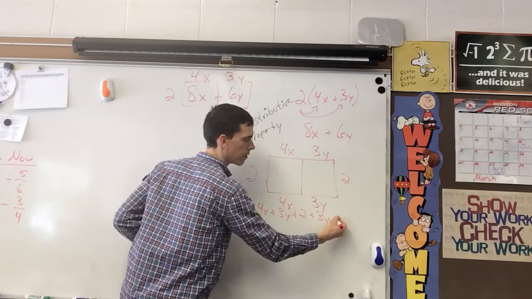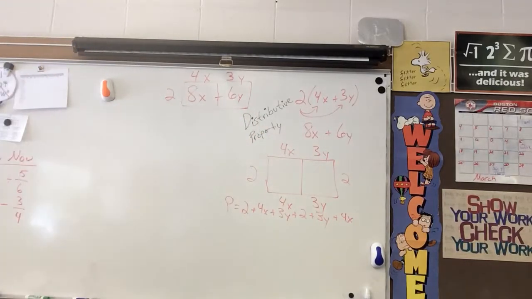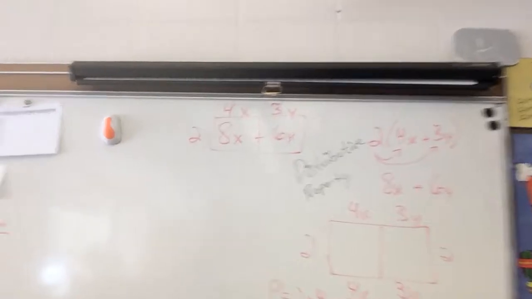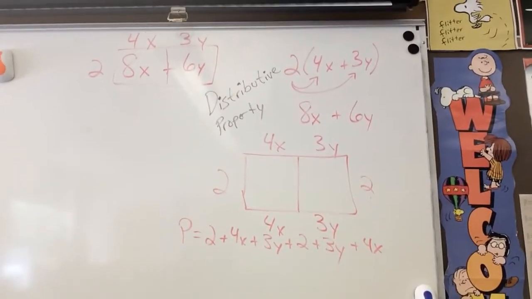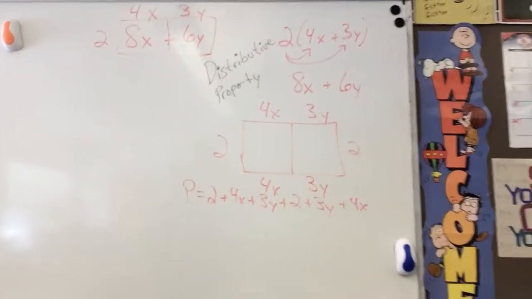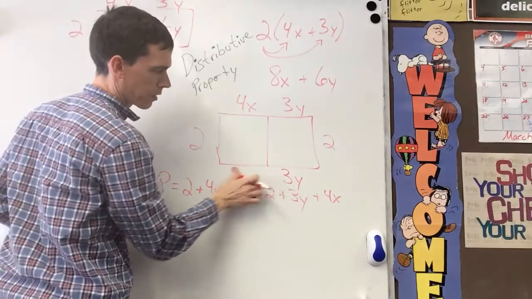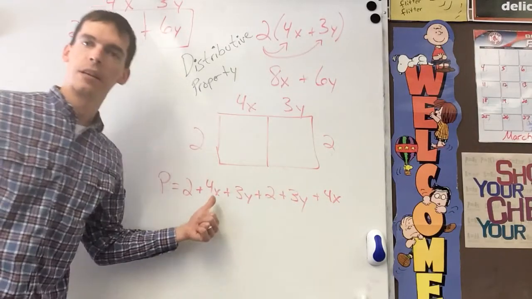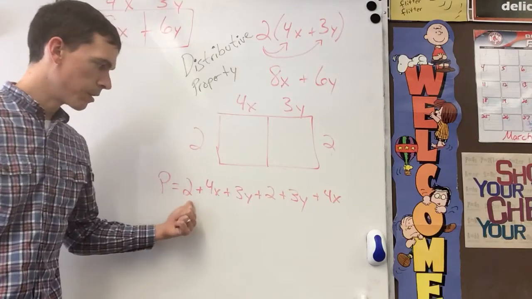plus 4x. And if we take a look here, okay, I'm going to erase this so we can see a little better. Are there any like terms that we can combine here? Well, yes, of course there are. Okay, the perimeter equals 2.